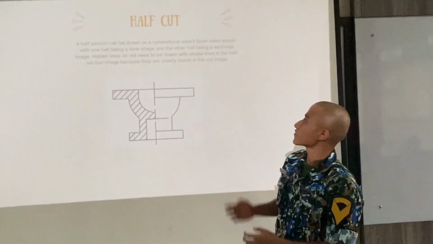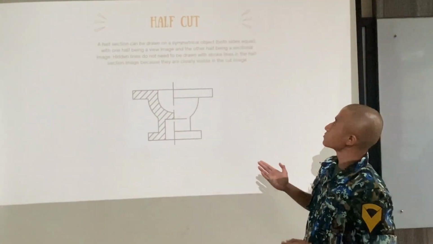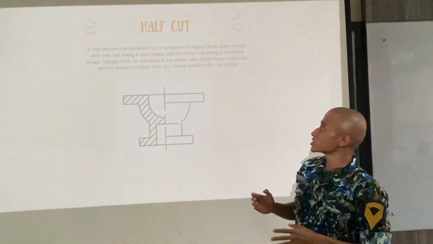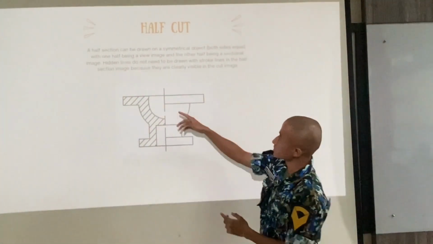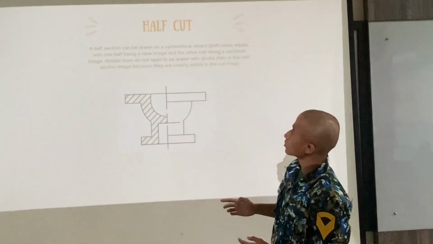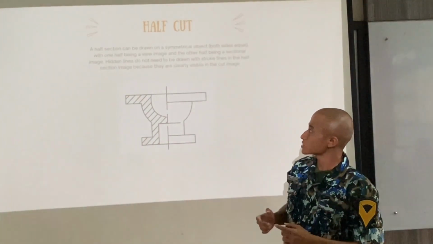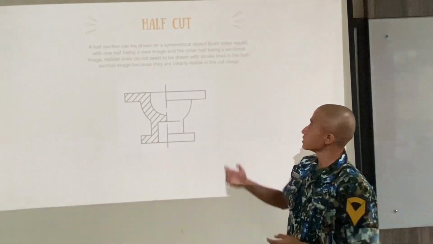Next is half cut. A half section can be drawn on a symmetrical object, with one half being a view image and the other half being a sectional image. Hidden lines don't need to be drawn with stroke lines in the half section image because they are clearly visible in the cut image. This is half cut.